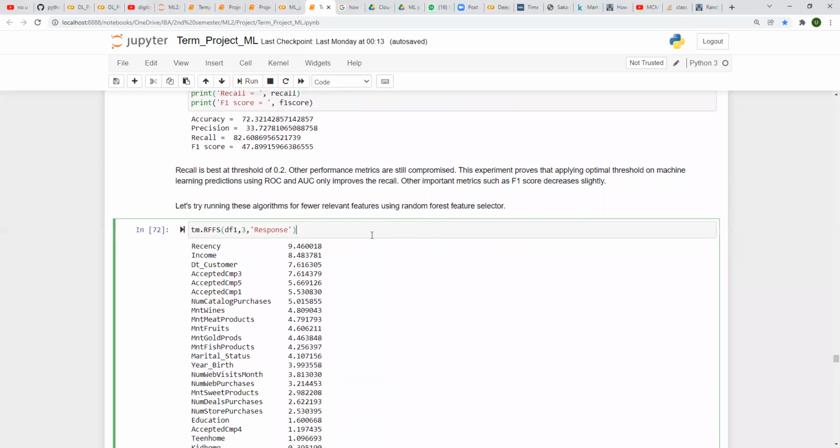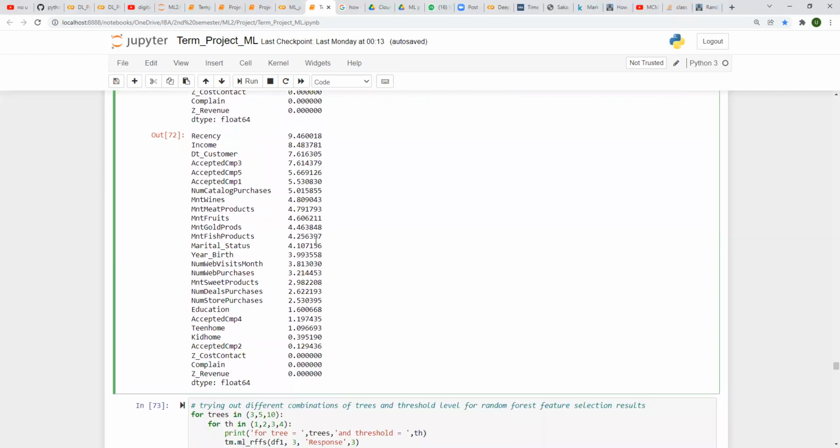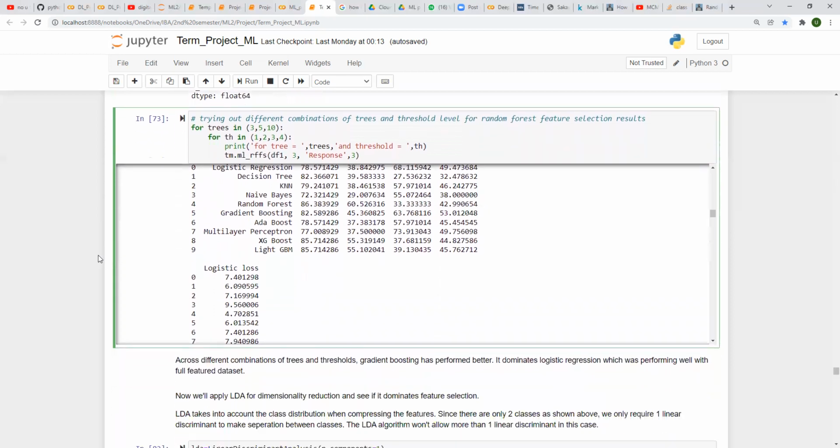So now we're going to see the relevant features alone. We're not going to see all the columns. And this is the feature importance of all the columns. And you can see the recency and income are the most important features, followed by date the customer joined and other relevant columns as well. So let's try this out with a combination of different trees and different thresholds. So when different trees and different thresholds were calculated, then the machine learning was done for these relevant features.